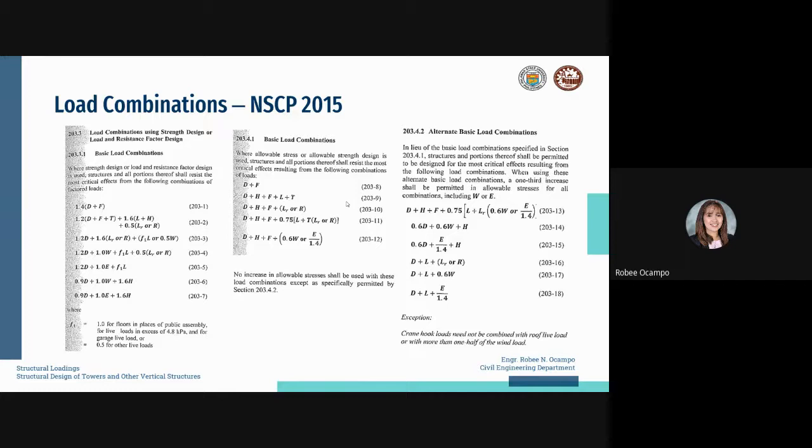Okay? You also have here the basic load combinations, the second set. These are for the allowable stress or allowable strength design. If it's allowable strength design or allowable stress design, these are the load combinations that we're going to use. Usually these are used to compute the size of your foundation. This could also be used for the load combination for your serviceability. So usually for the ASD, this is the load combination we use.